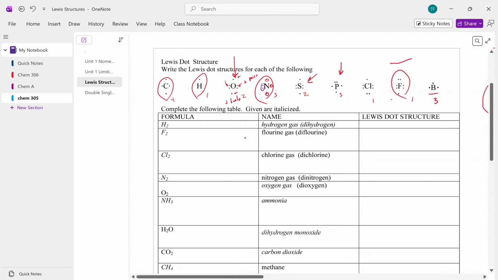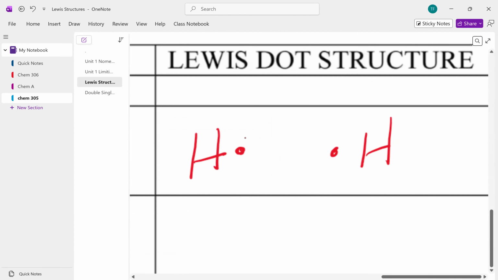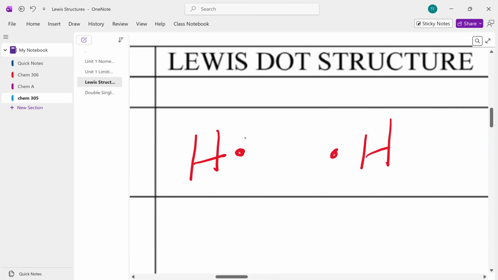All right, let's look at hydrogen gas, dihydrogen. It means there are 2 hydrogens. And each one has got a singleton. Now, a singleton by itself is very, very, very unstable. It's called a free radical. And they bond to anything. Atomic bombs produce a lot of free radicals. That's why they're so dangerous. One of the many reasons they're dangerous, but this is one of the reasons.